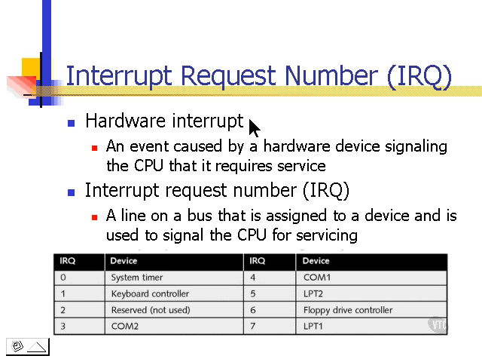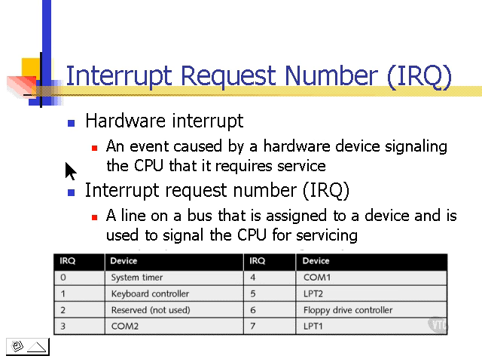IRQs, interrupt request numbers, also called hardware interrupts, are an event caused by the hardware device signaling the CPU that it requires service. In other words, when one hardware device needs to work with software or work with another device, it has to go through the CPU in order to get that service. So it interrupts the CPU.